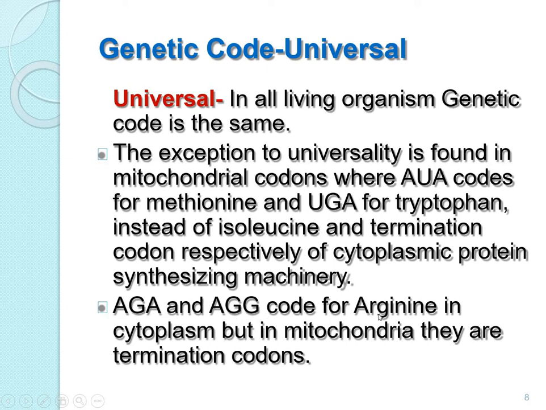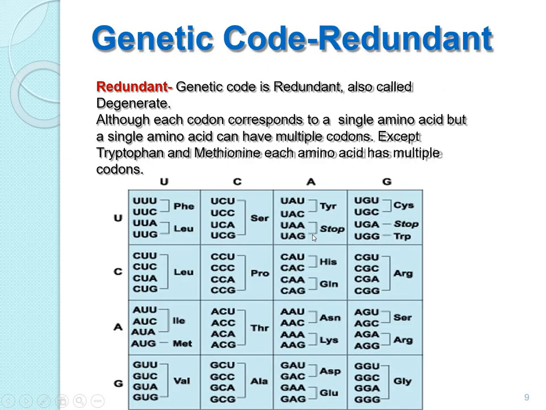AGA and AGG code for arginine in the cytoplasm, but in mitochondria they are termination codons. These are exceptions. Otherwise, the genetic code is universal. The genetic code is redundant, also called degenerate. Although each codon corresponds to a single amino acid, a single amino acid can have multiple codons, except tryptophan and methionine.